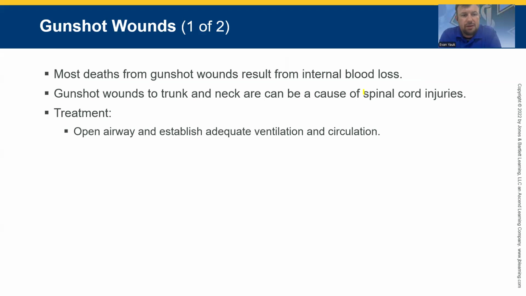Gunshot wounds, most deaths from gunshot wounds result from internal blood loss. Gunshot wounds to the trunk and neck can cause spinal cord injuries. Treatment, open airway and establish adequate ventilation and circulation. So we make sure our ABCs are covered.